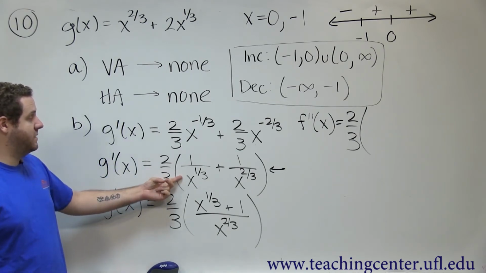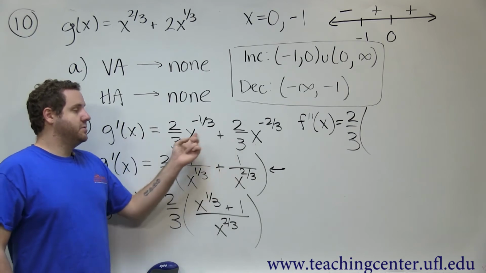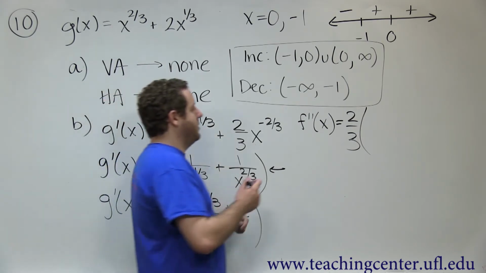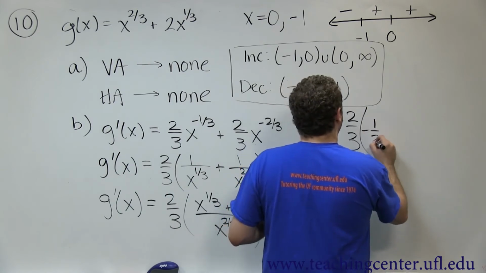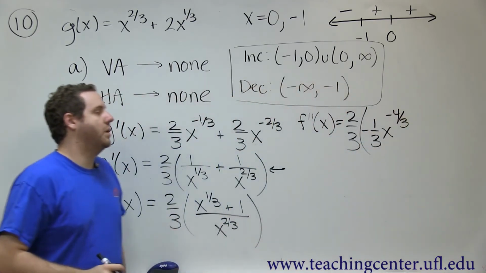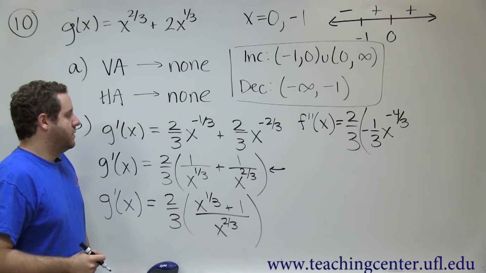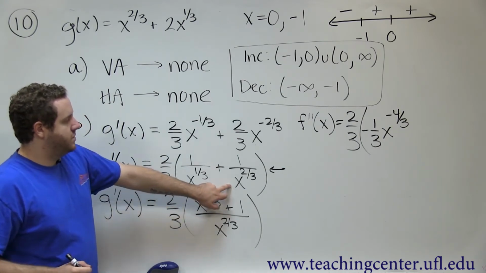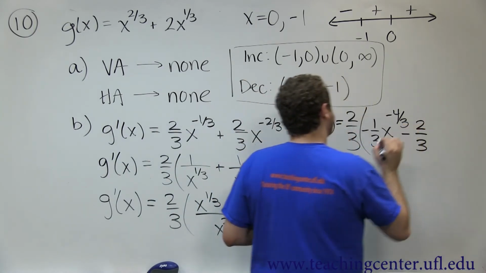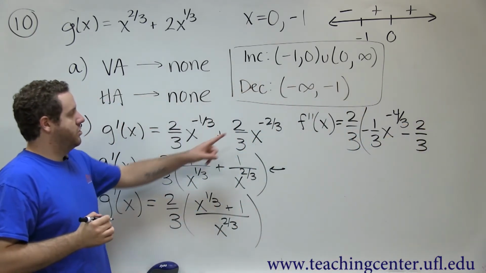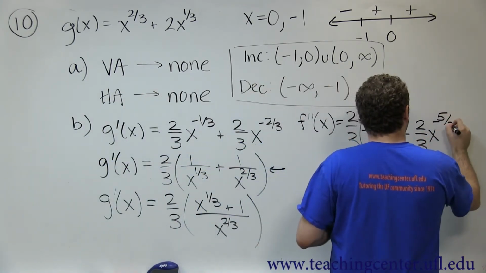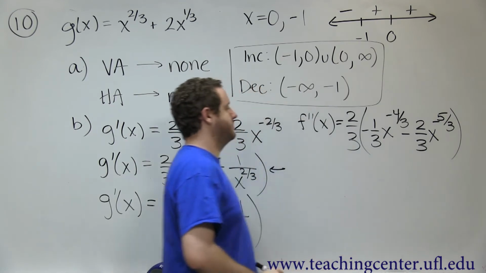Well, this is just x to the negative 1/3 and x to the negative 2/3. That's just power rule. So the derivative of x to the negative 1/3 is negative 1/3 x to the negative 4/3. We subtract the power by 1. The derivative of x to the negative 2/3 is negative 2/3. Subtract the power by 1, you get x to the negative 5/3.